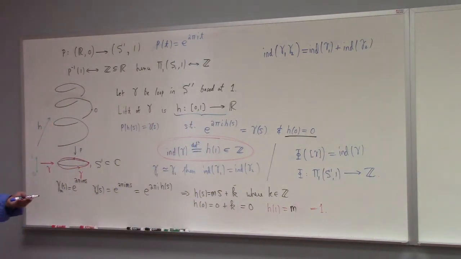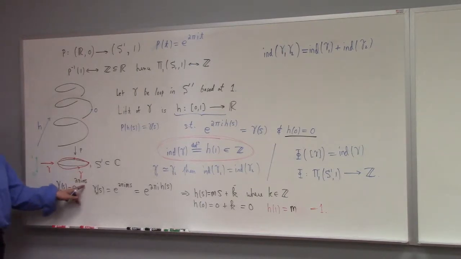So the winding number is m. Now, what if it was clockwise? What's the difference? What would the parameterization be if it's clockwise? Then you just change m to minus m. That makes it go the other way around, and the same calculation goes through, except that you'll get the index as minus m.